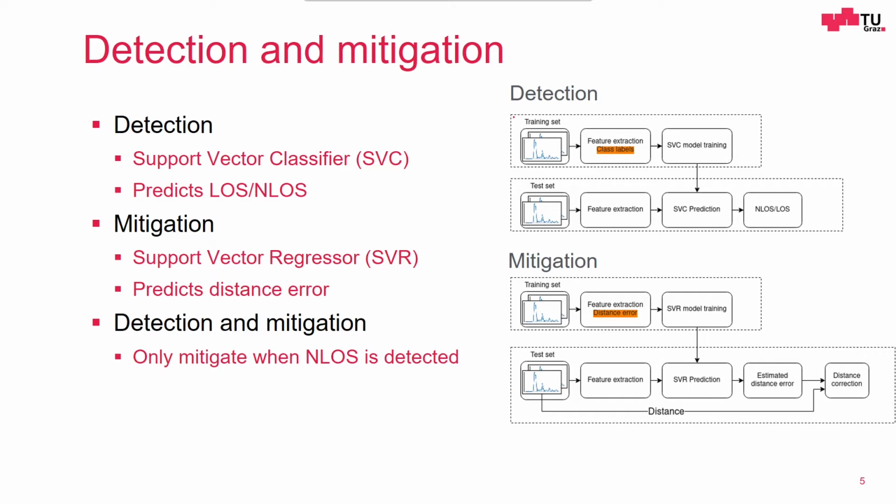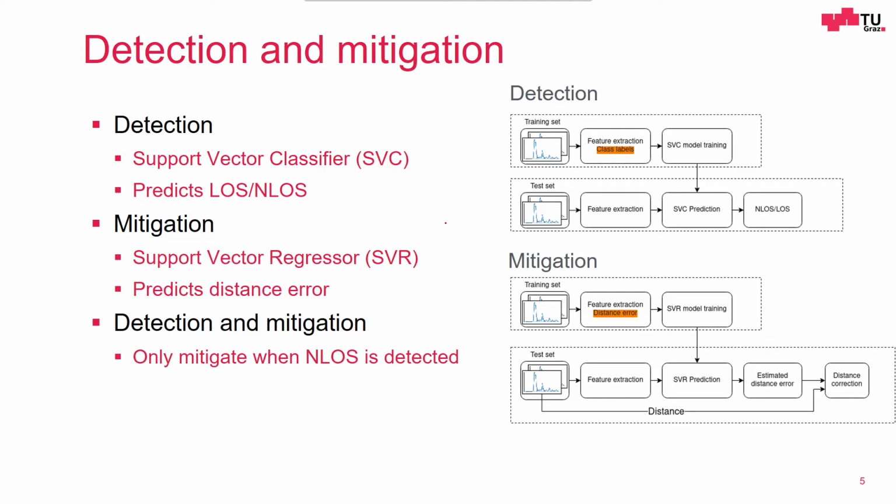And how we do this, we first split our data set in a training and test set. Then from the so-called channel impulse response, we extract features and manually add a class label, namely line of sight or non-line of sight. Then we train a SVC classifier, and this one is afterwards used to predict the class label of unseen test data.